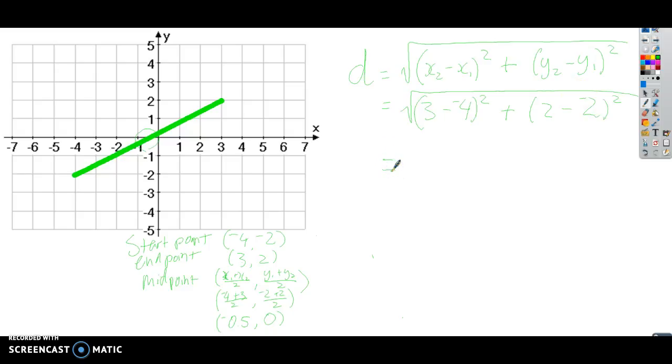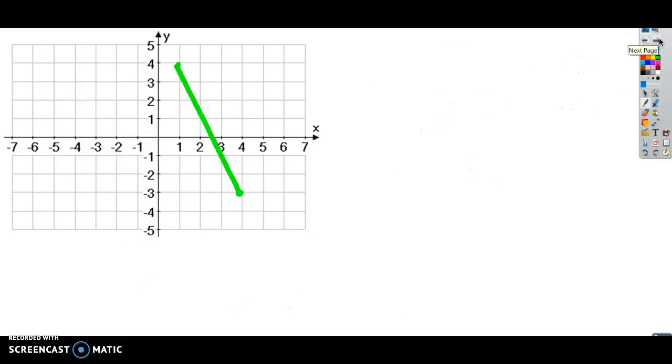Now once again I just punch that as it is into the calculator. Square root of, open brackets, 3 minus negative 4, close bracket squared, plus etc, etc. And that will tell me my answer is square root of 65 or 8.06.